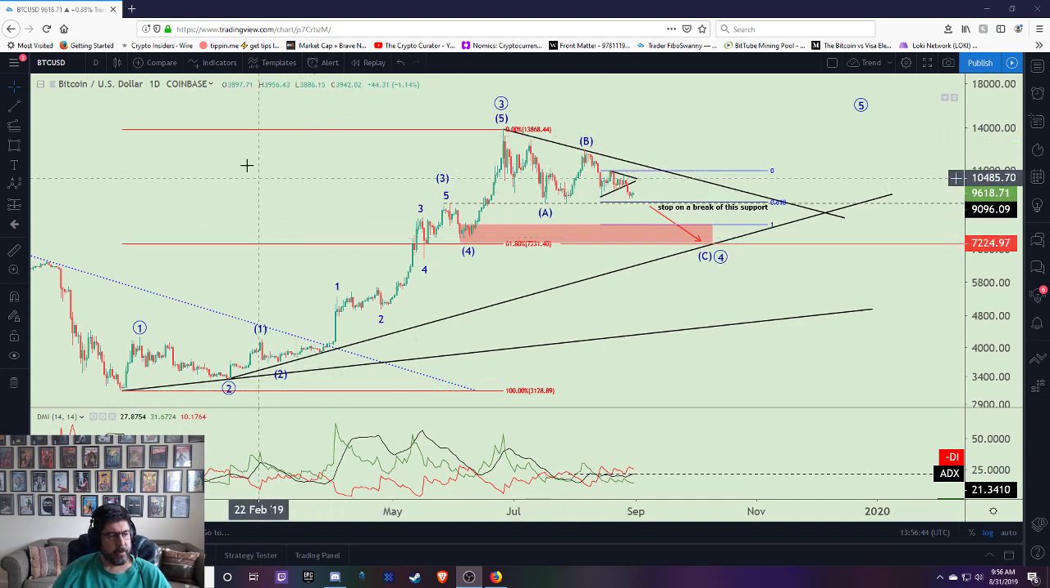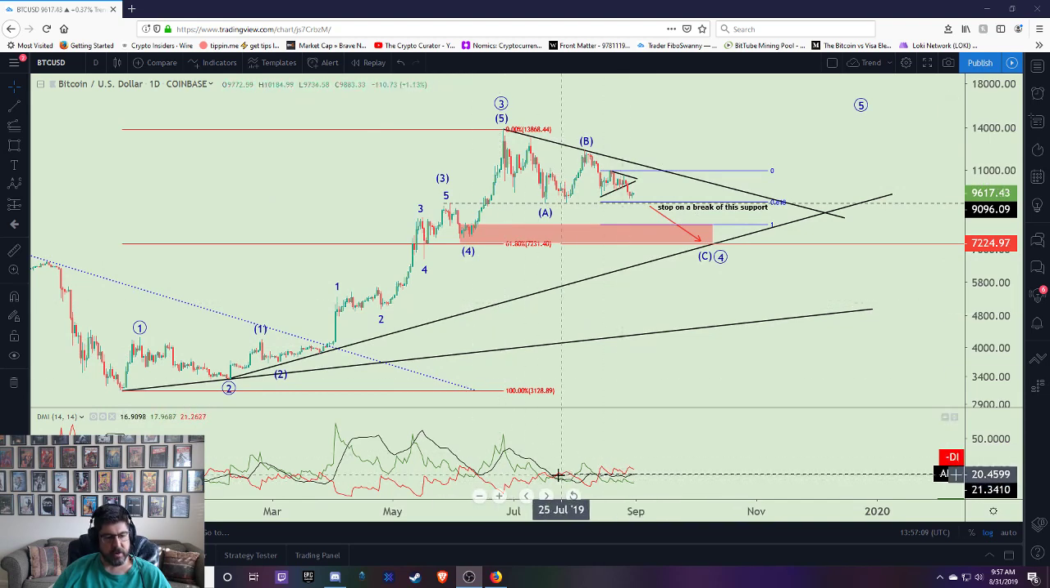But here we go. Bitcoin US dollar daily chart. A few things I have on here. I've got an Elliott wave pattern that I'm using as a validator of a possible pattern that I'm following. I've got a couple other lines on here. The black lines are just trend lines. I've got a Fibonacci extension here that I'm going to show you. This blue line right here is just another trend line.